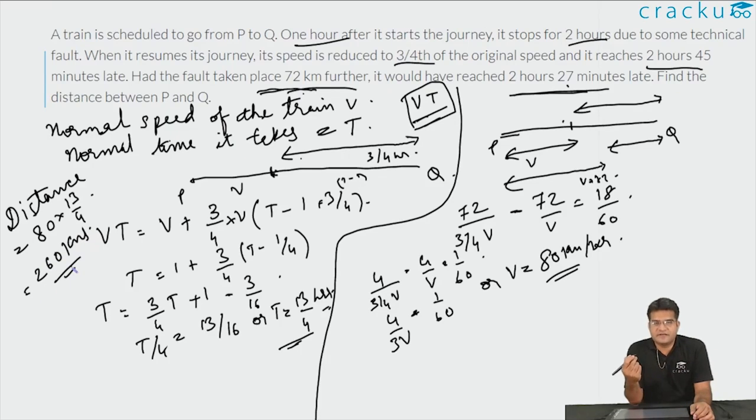In this question, we have found out the value of the time taken using the first equation that has been given, and we found out the speed of the train using the second equation, which says that if it had traveled 72 kilometers further, it would have reached 18 minutes before. And we get the answer, that is the total distance, by multiplying the two of them.